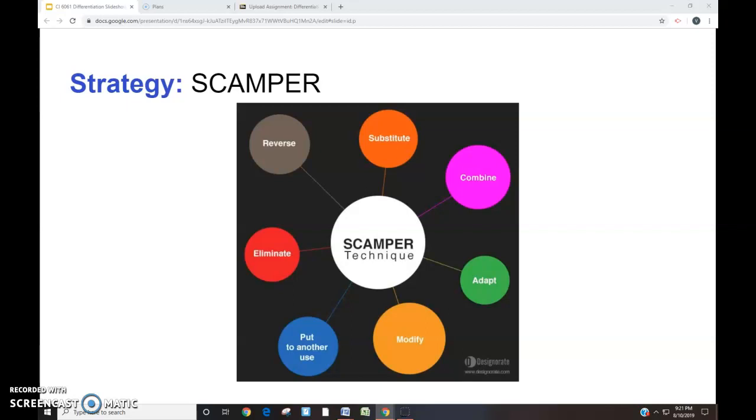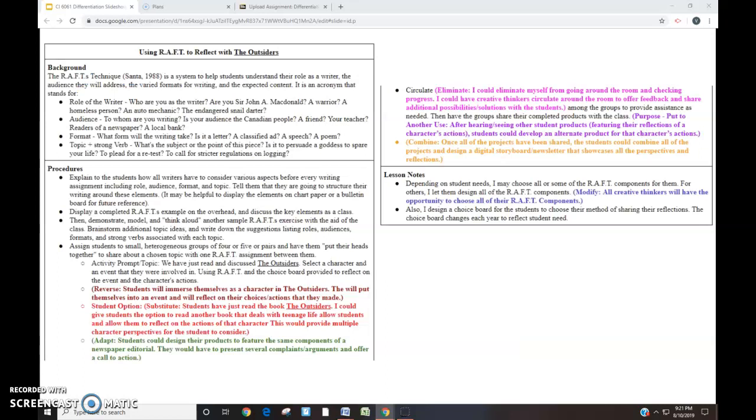SCAMPER is a strategy that can be used to differentiate and adjust current activities. In this example, you can see I used it with my RAFT activity from The Outsiders. With this, you can see that when it comes to substituting, students had to complete the activity with another resource. To combine, at the end, we made a storyboard or newsletter out of all the projects.